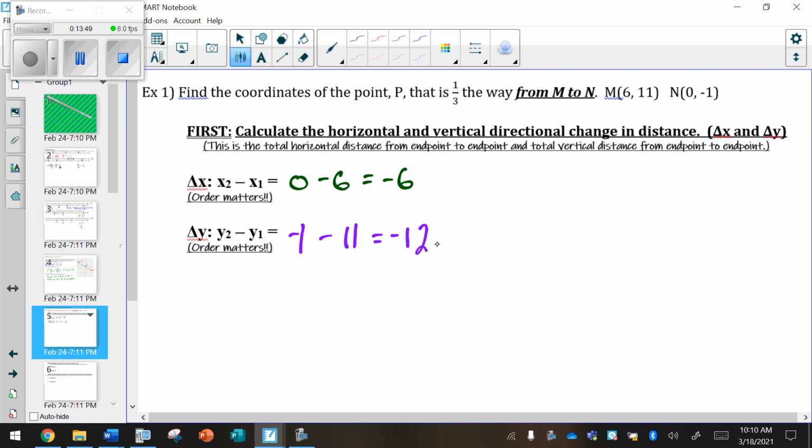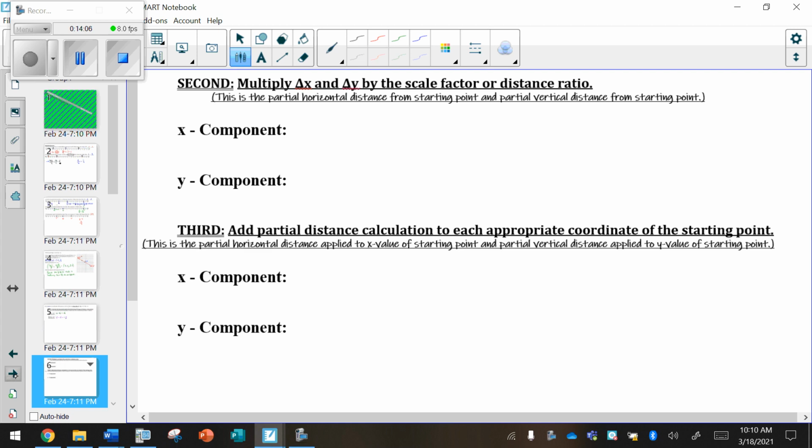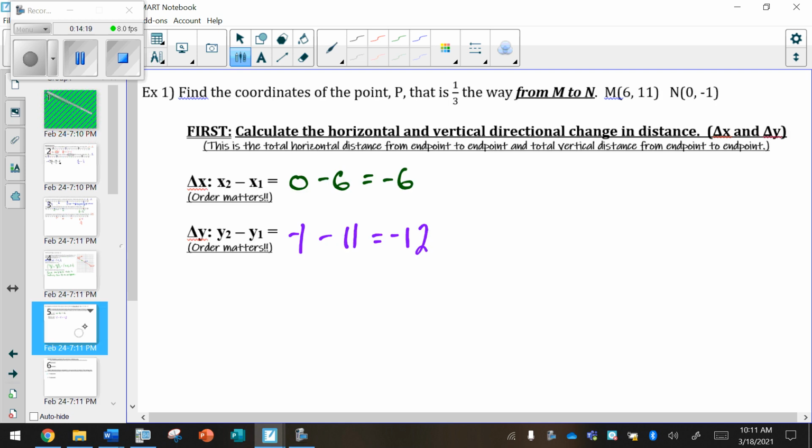This tells me across the whole segment from M to N, the X values changed by -6 and the Y values changed by -12. So now I'm going to take those numbers and I'm going to multiply them by the scale factor, or our distance ratio. This is the partial horizontal distance from the starting point, and then it'll be the partial vertical distance from our starting point. So the scale factor goes back to the original question. We are asked to find the coordinates of point P that is 1/3. That's what we need.